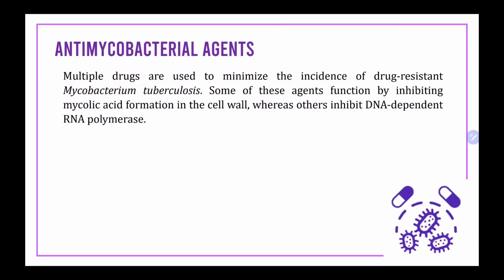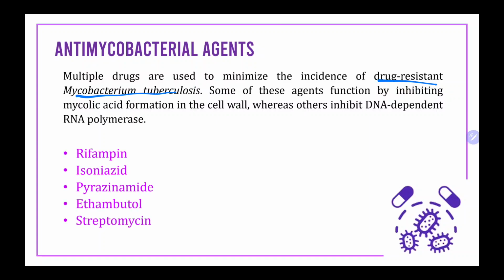Next category are your antimycobacterial agents. These are multiple drugs that are used to minimize the incidence of your drug-resistant Mycobacterium tuberculosis. Some of these agents function by inhibiting the mycolic acid formation in the cell wall, whereas others inhibit the DNA-dependent RNA polymerase. The following are the drugs used under this category.